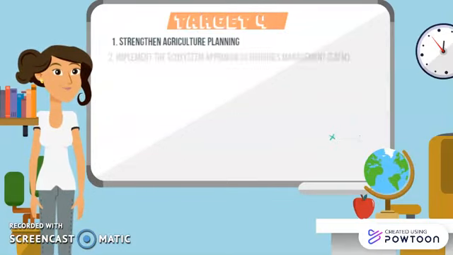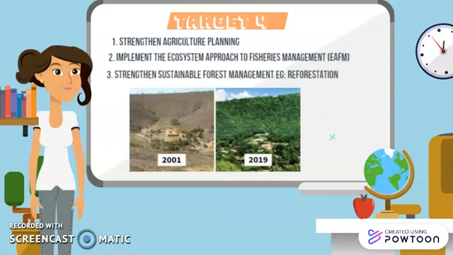Target 4. First, strengthen agriculture planning. Second, implement the ecosystem approach to fisheries management. Third, strengthen sustainable forest management, for example, reforestation. As can be seen in the picture below, in 2001, the area did not have plants or vegetation. But in 2019, due to reforestation efforts, there are many plants and it has become a new forest.